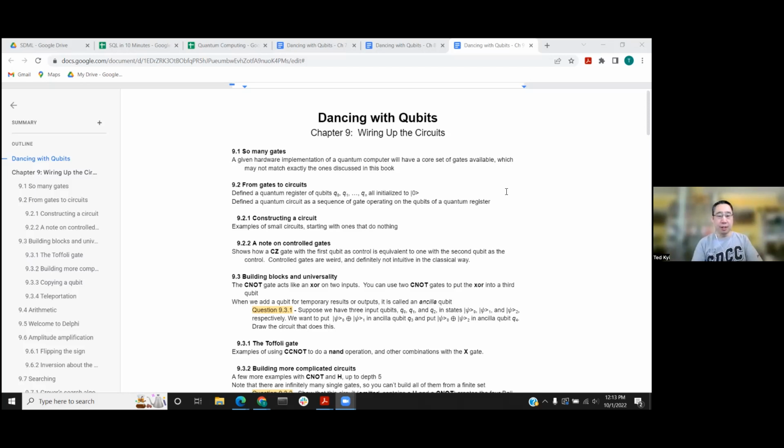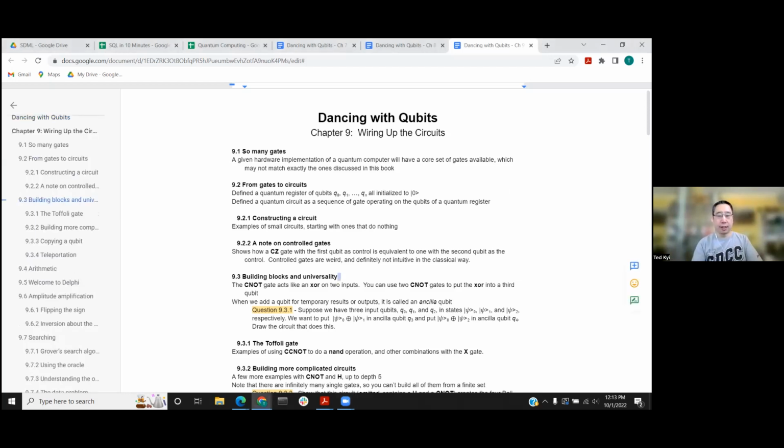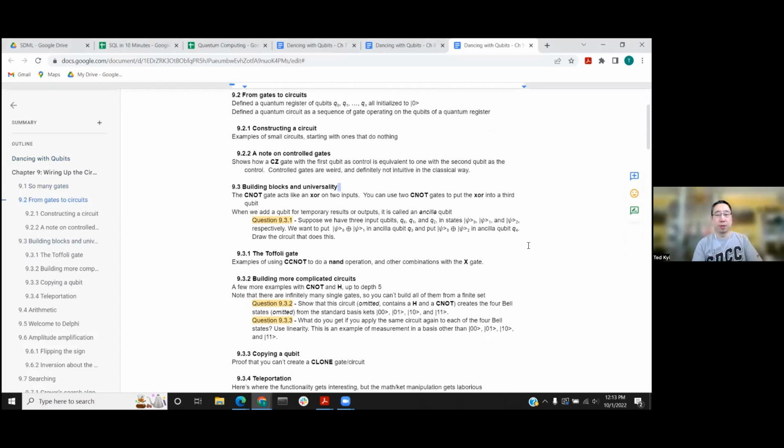Section 9.3, the C0 gate acts like an XOR, if you think about the inputs as being ones and zeros. And the author also shows that if you don't want to overwrite one of your inputs, you can actually use 2 C0 gates, and you can put that XOR into a third qubit that was initialized with ket 0. And there's this note that when we add a qubit for temporary results or for outputs, it's called an ancilla qubit.